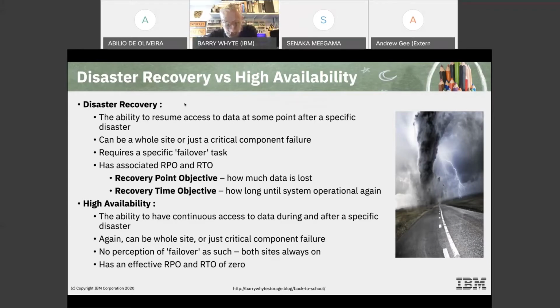Where high availability differs is that you have generally continuous access to the data during and after a specific disaster. So effectively, you have an RPO and an RTO of 0. But depending on how you set up even a highly available situation, you may still have some recovery time involved. You shouldn't be losing data, but you may well have to do some processing, some human interaction or human intervention to actually bring up that other copy of the data.